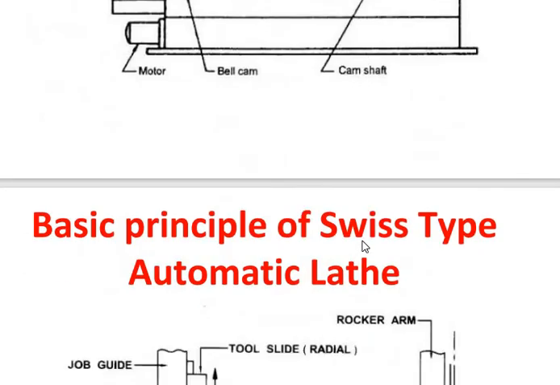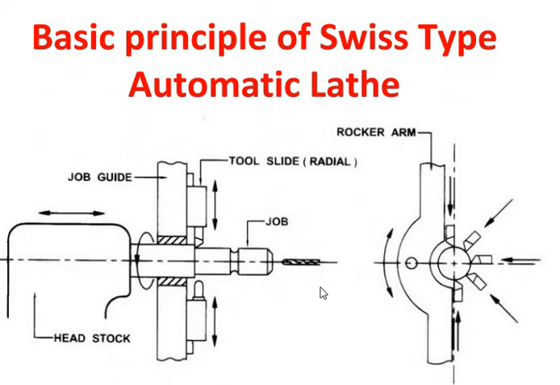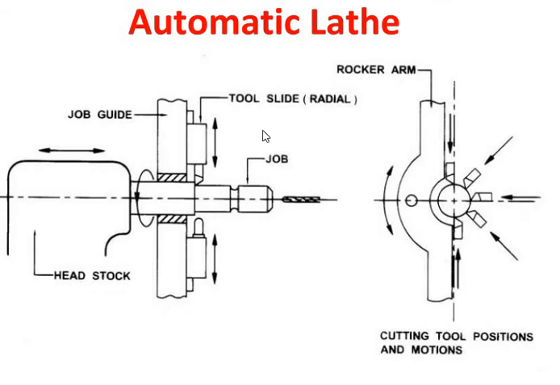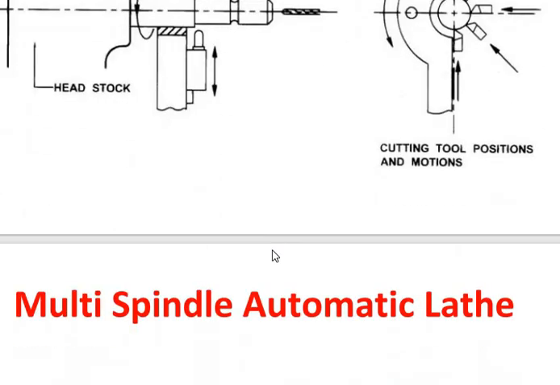Next are the basic principles of the Swiss type automatic lathe. These are the job guide, headstock, radial tool slide, rocker arm, and cutting tool positions and motions as shown. This is the job, which is held with the help of the job guide. The job guide is at the top and bottom of the job, and it is locked properly.